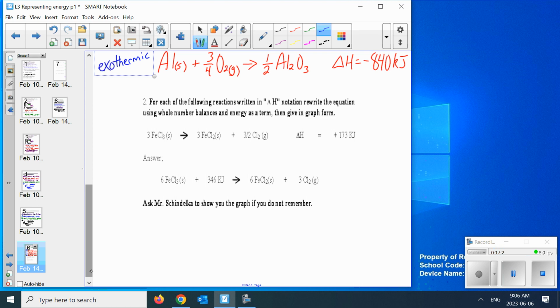Take a look at this next one, and we'll try these. Each of the following reactions is written in delta H notation; rewrite using whole numbers this time instead of fractions. By the way, these are balanced with fractions. Whole number balances and energy as a term, so we're putting the delta H number inside. Then give it also a graph form. I'll do the graph for this, but let's talk about these.